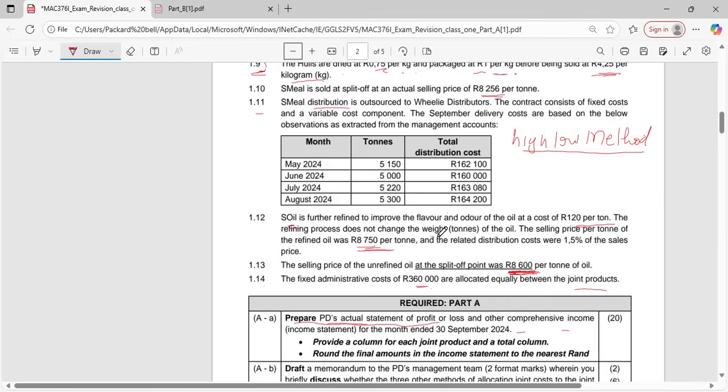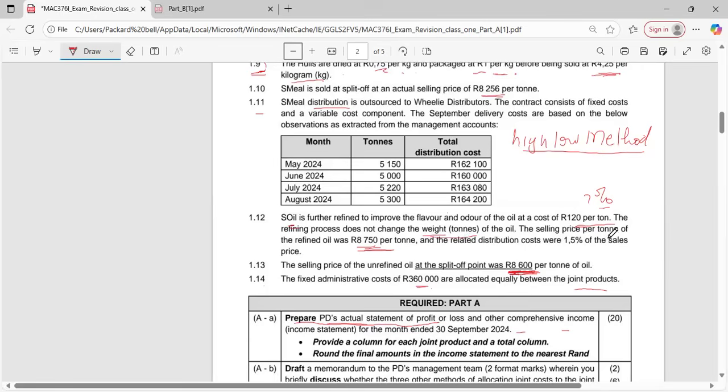This is something that you should also look at. Sometimes you find in some of the questions that when S oil is further processed, it's going to lose weight, maybe by 7%. Which means when you are selling the further processed S oil, you are not going to use the quantities at split-off point. You are now using the quantity after you reduce the 7%. That's another key area that you should look at when answering a question. But here there was no change.